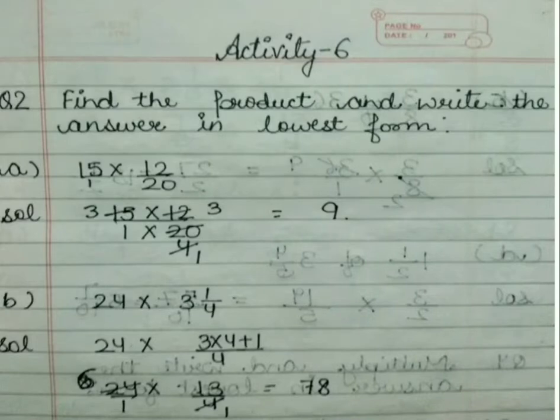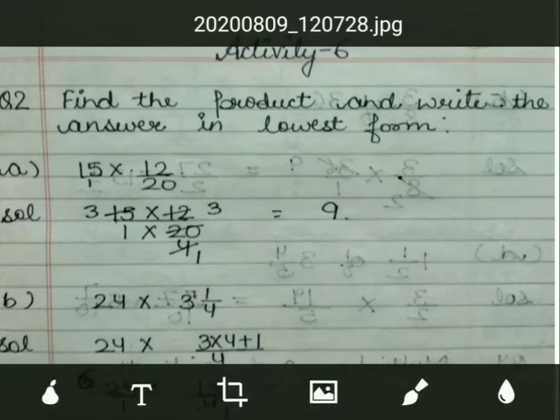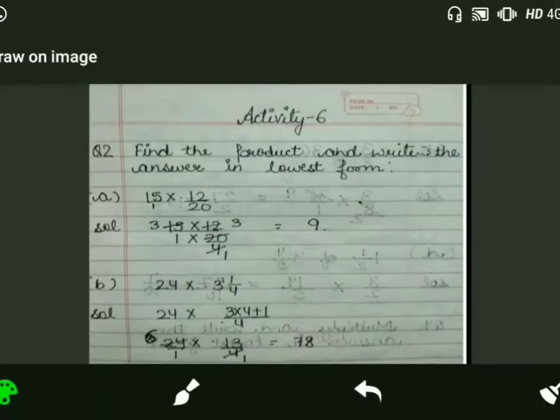Question number 2, firstly, we will discuss. Question number 2 is: find the product and write the answer in lowest terms. Means what we have to do in this. First question is 15 into 12 by 20.